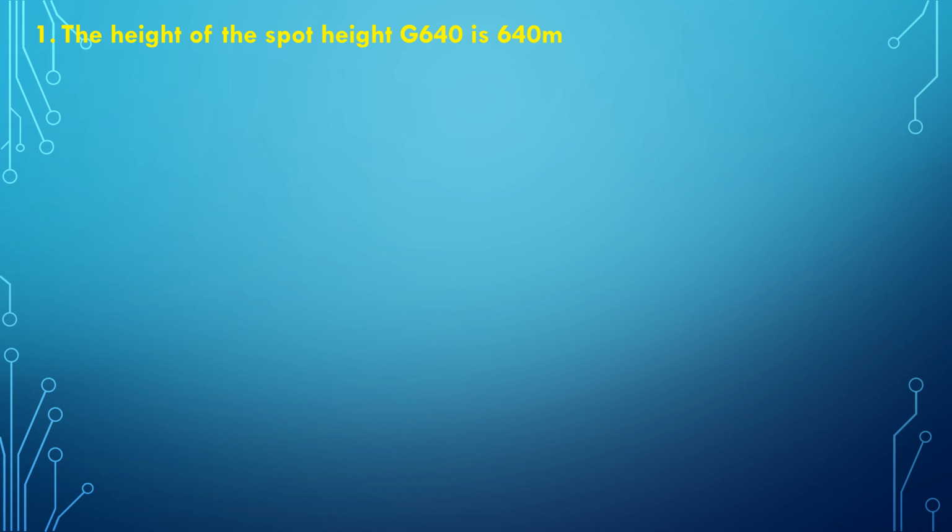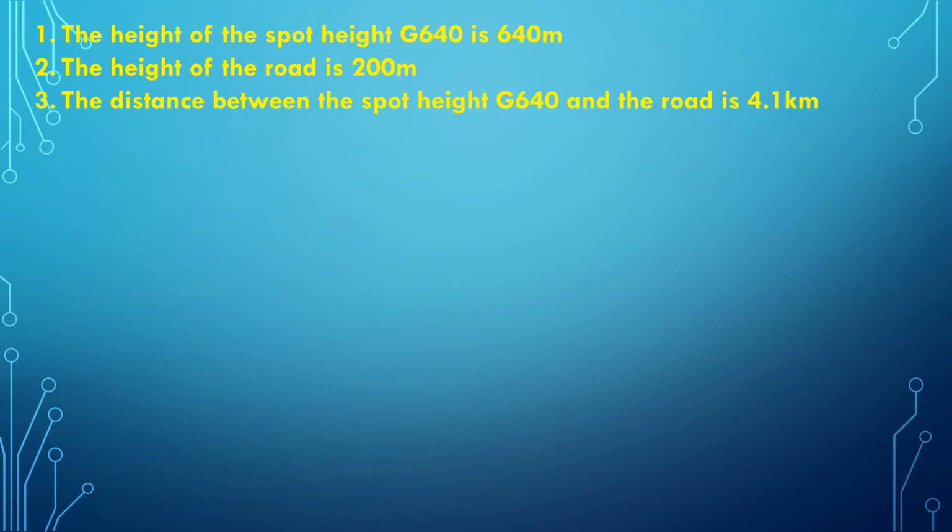So, having measured our horizontal distance and recorded our heights, we now outline the information that we have. The height of the spot height G640 is actually 640 meters. Remember, it's a spot height, so it means therefore that 640 meters is the height at the spot height. The height of the road is 200 meters. Now if you look carefully, you see where a 200-meter contour line actually crossed the road. And the distance between the spot height and the road is 4.1 kilometers.